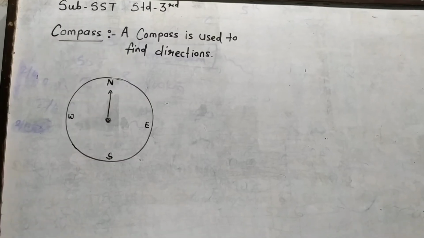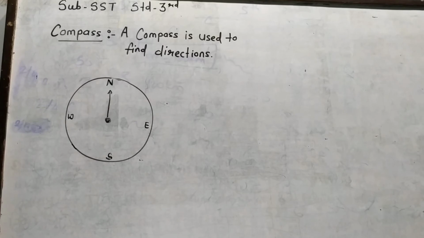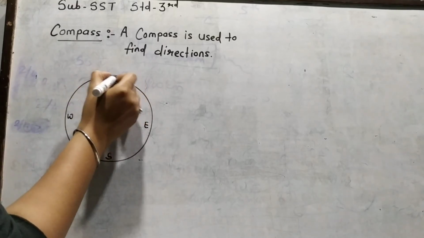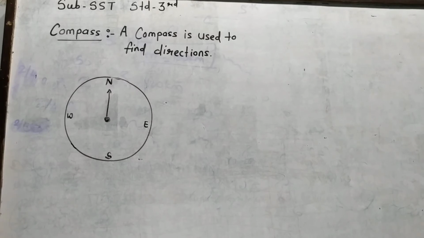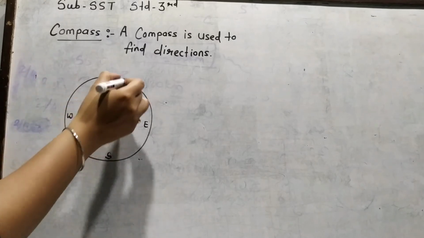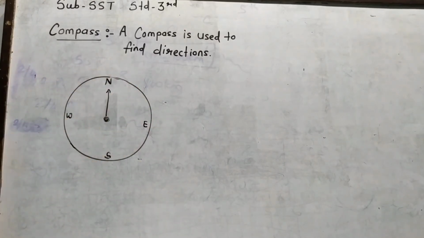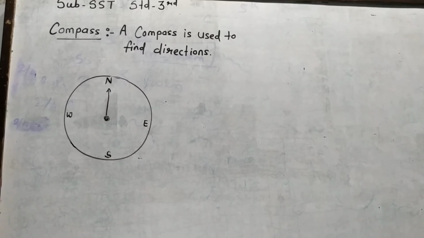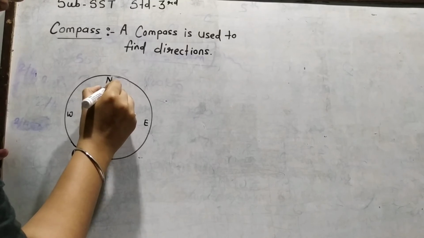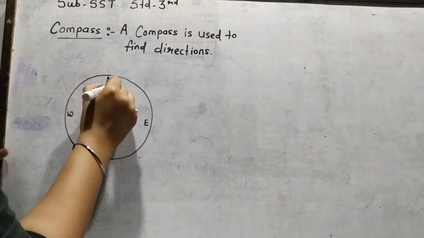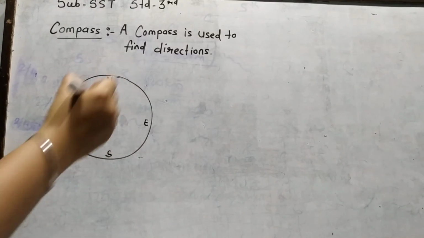Now see the compass. The compass is like a watch. A watch is round, circular in shape, and this compass is also circular in shape. That's why it looks like a watch. It has a needle which always points to the north direction. The compass has a needle which always points to the north direction.